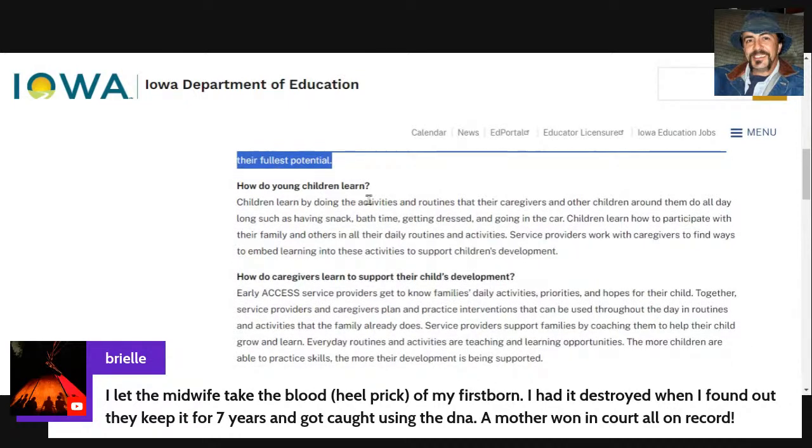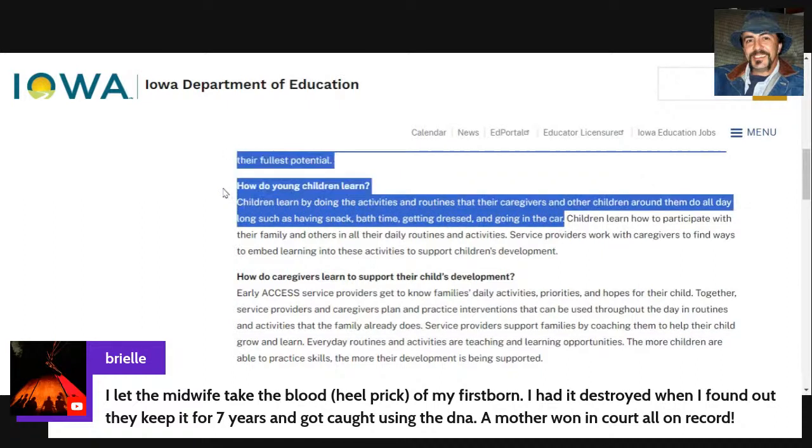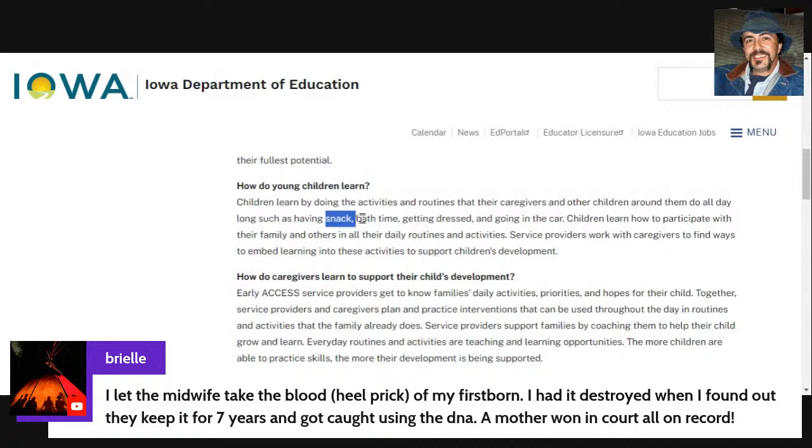How do young children learn? Children learn by doing the activities and routines that your caregivers and other children around them do all day long, such as having snack, bath time, getting dressed, and going in the car. No, I don't agree so. Those are not the things that they need to be learning. That's the way it's set up, but that is not what they should be learning. They should be learning the culture and their talents and the way their mom and dad care for them. And moms and dads, you don't need to worry about the neighbors and how they bring their children up. Worry about your own.